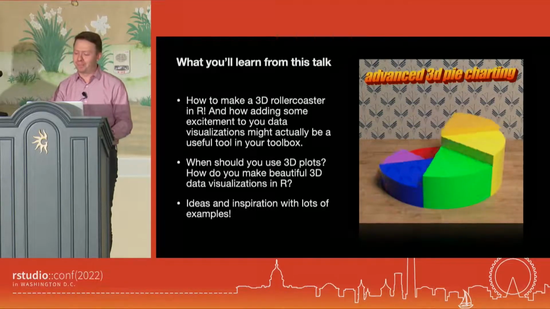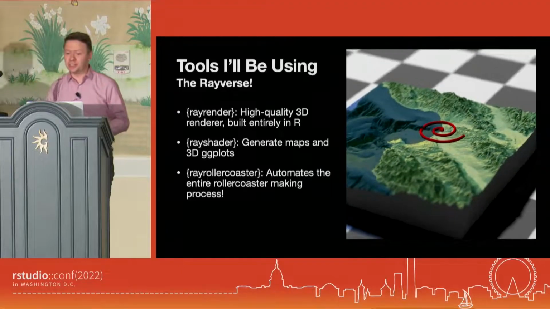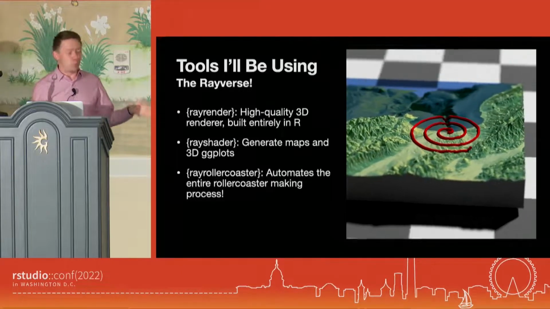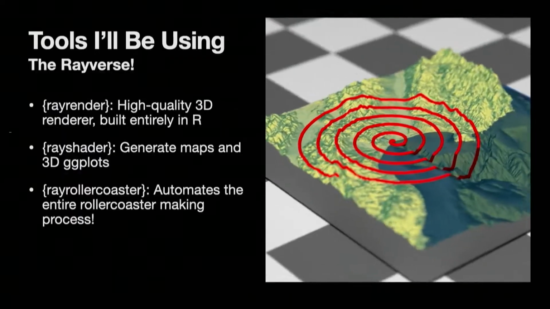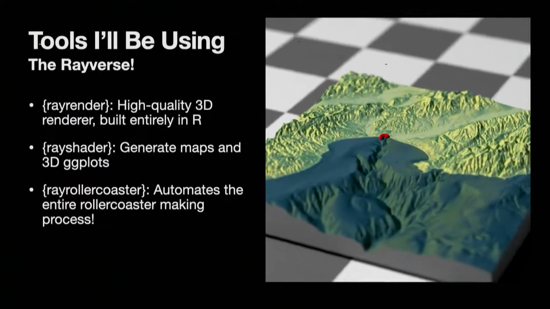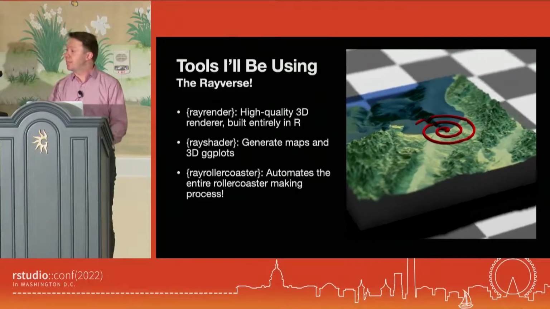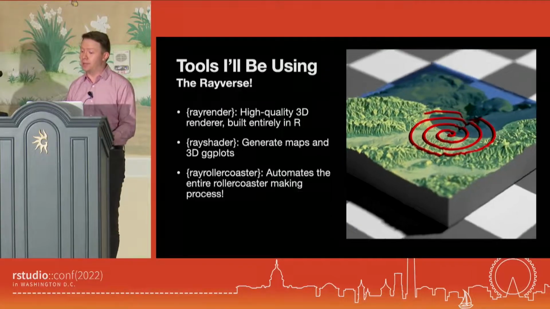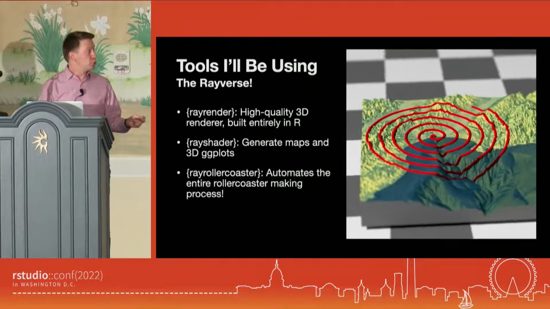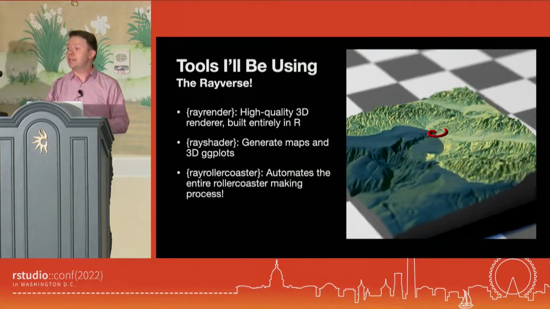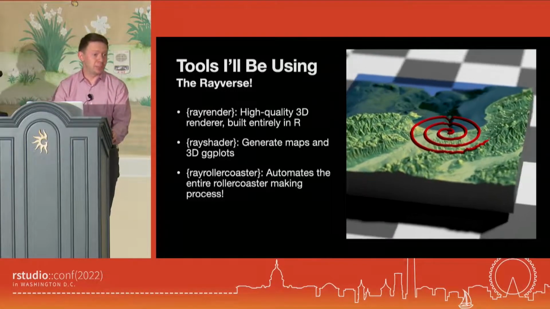Now, there are a few packages out there for 3D data visualization, but I'm going to talk about the Rayverse, the set of packages I developed that focuses on making high-quality 3D renders with realistic lighting. The main package I'll be using in this process is Ray Render, a package that enables you to make beautiful path trace 3D visualizations entirely in R. The Ray Shader package will be used to transform your data into 3D models using either geospatial data or the incredibly simple 3D ggplot interface.